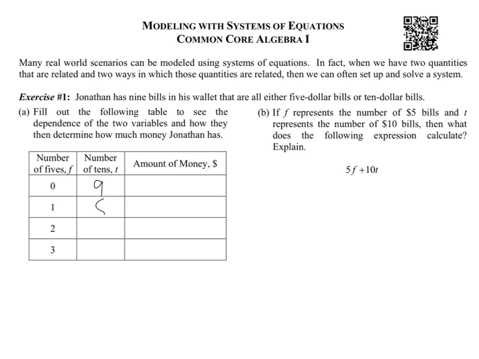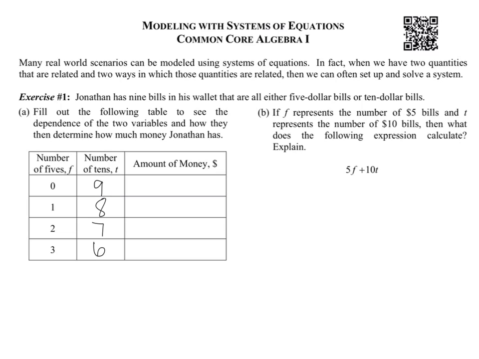If 1 is a 5, then 8 are 10s. If 2 are 5s, then 7 are 10s. If 3 are 5s, then 6 are 10s. Sorry, not 4, I'm adding up to make 9. So 6. Now we look at the amount of money.